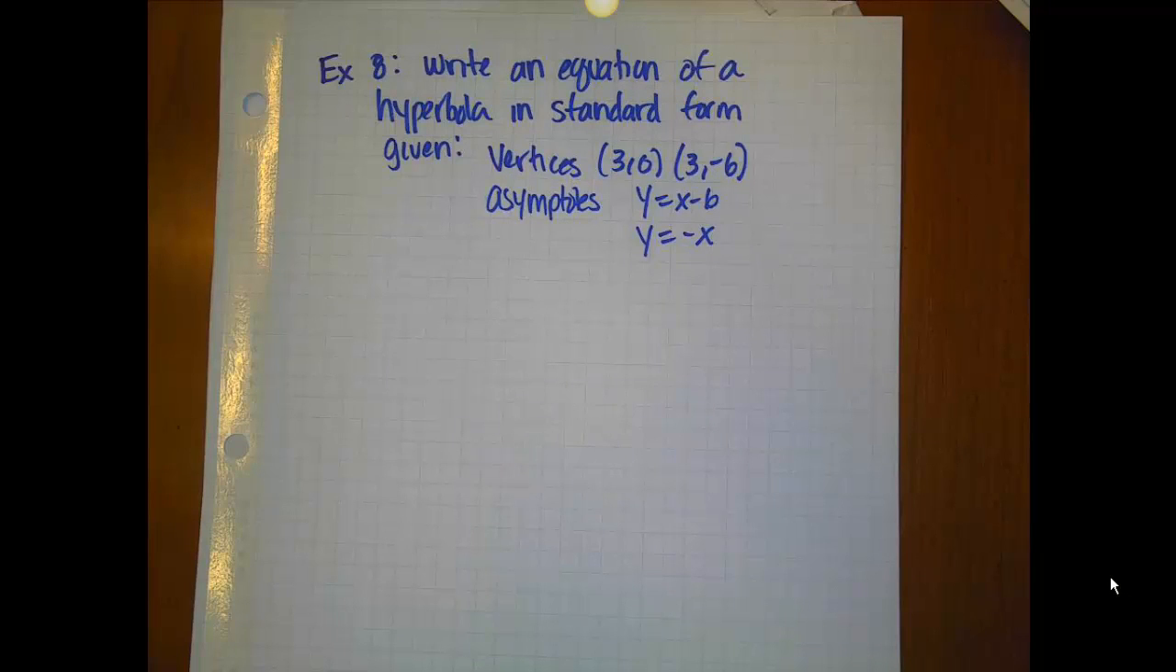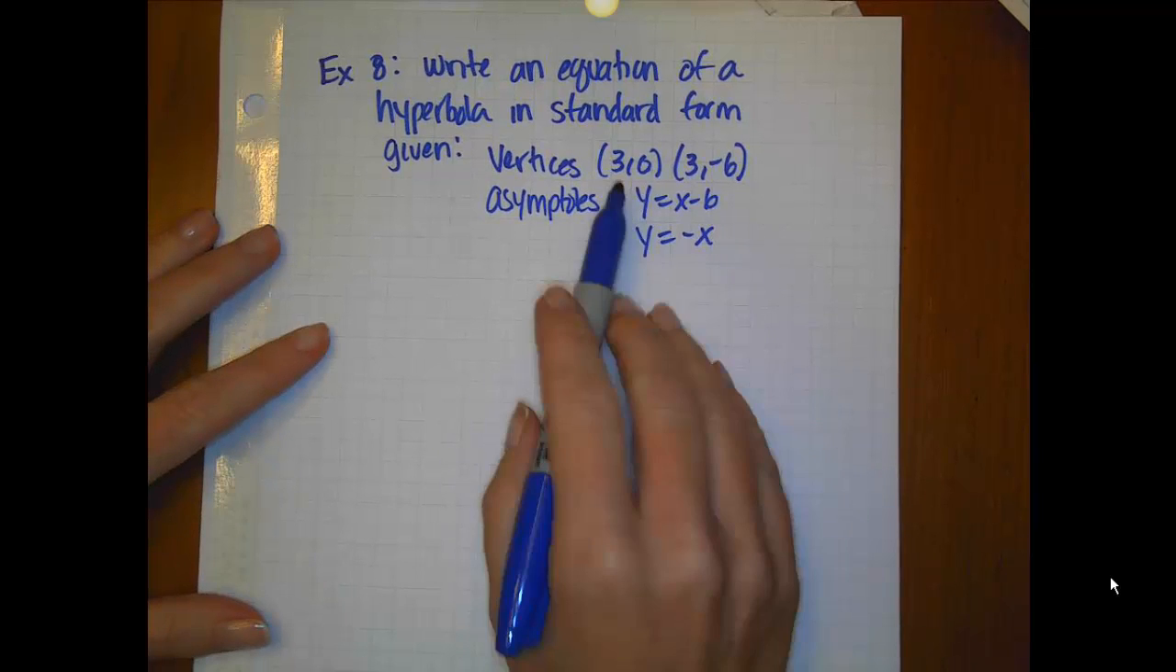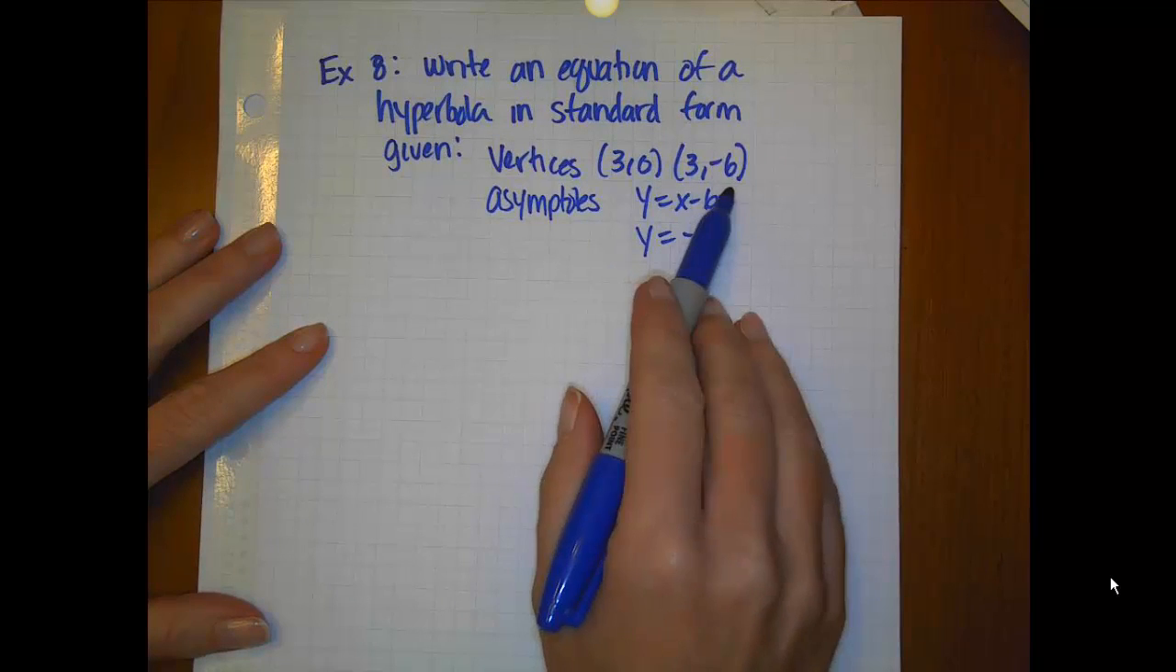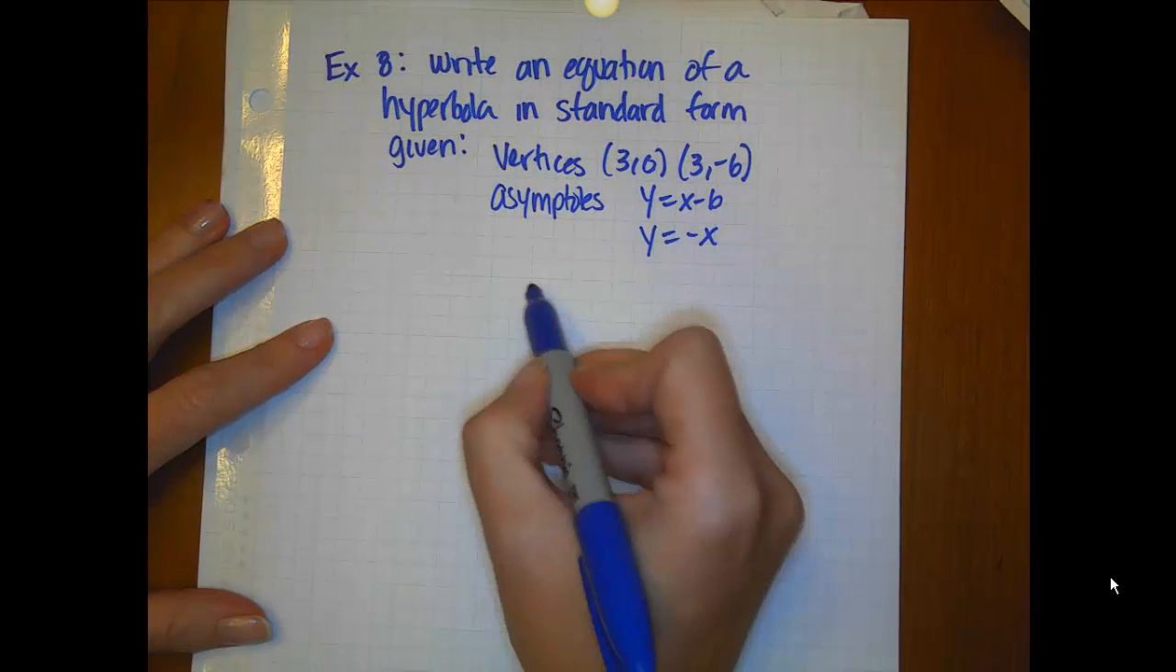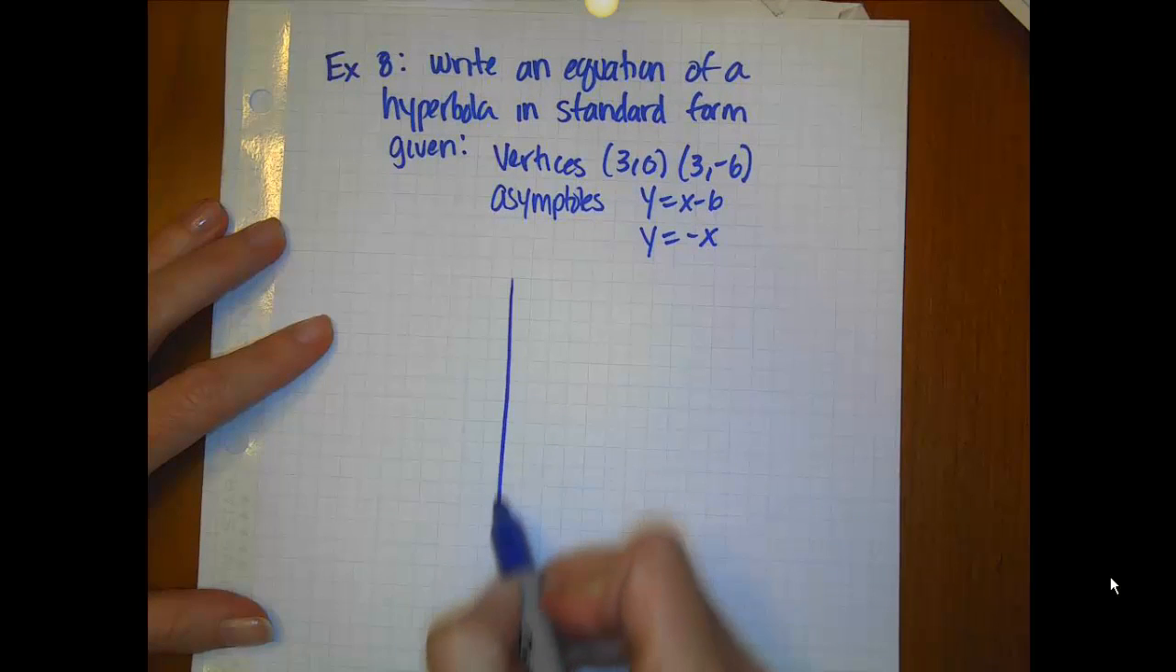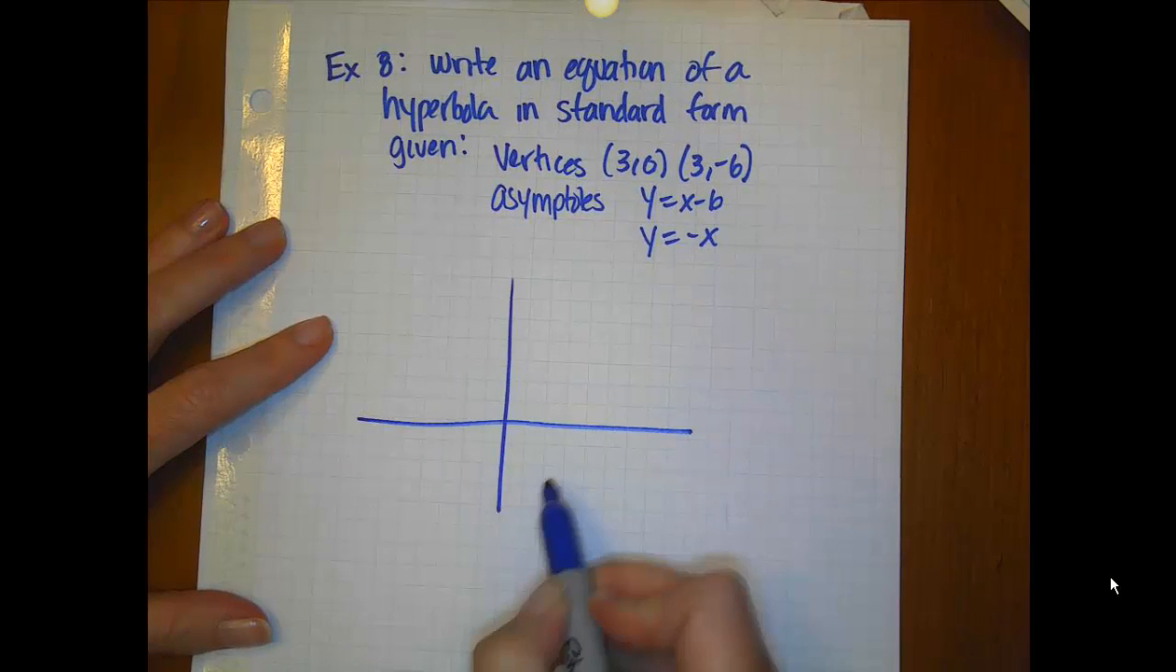And welcome to example 8, where we're going to write an equation of a hyperbola. Again, the information that they're giving you is a little bit different, and you just have to think through it. So they tell me the vertices are (3, 0) and (3, negative 6), and then they give me the equation of the asymptotes. So again, I'm pretty visual. Let's plot those points and see what's going on.